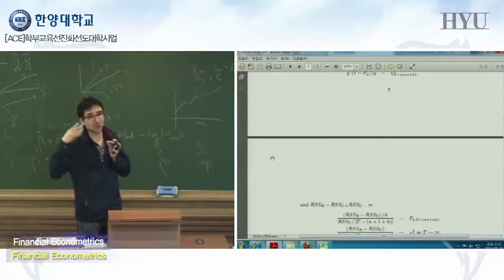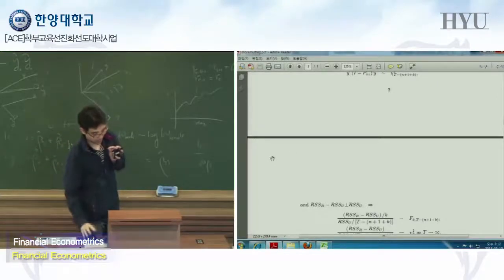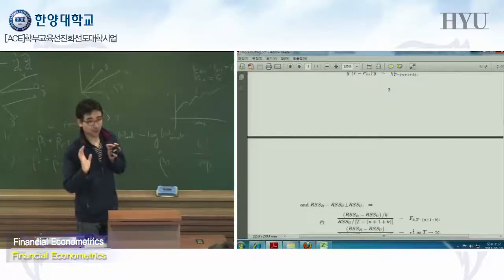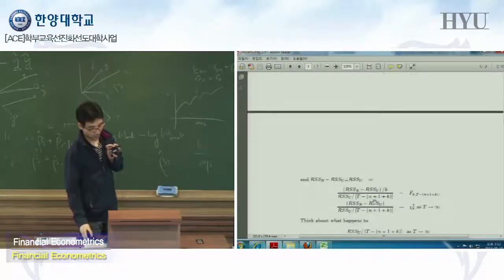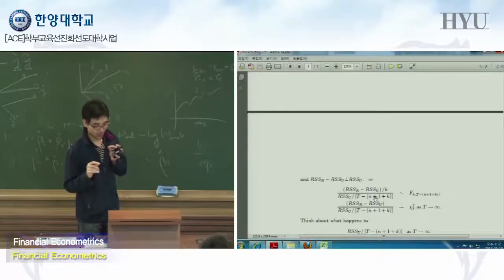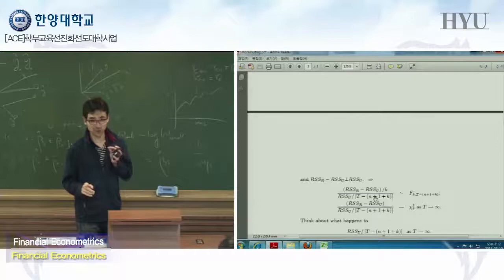Does that make sense? So that's why they are orthogonal. Geometrically they are orthogonal, and therefore they are independent. Therefore, we can regard the ratio of the two chi-square distributions as an F distribution.